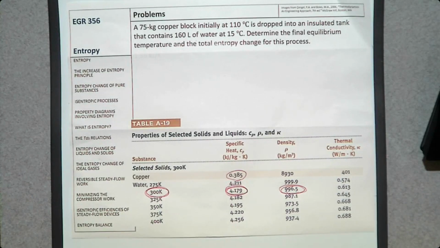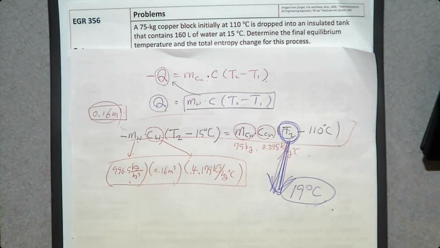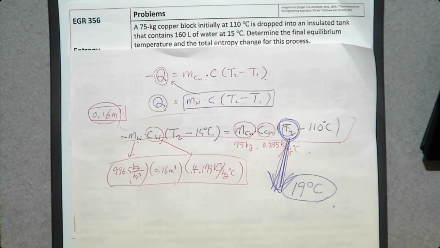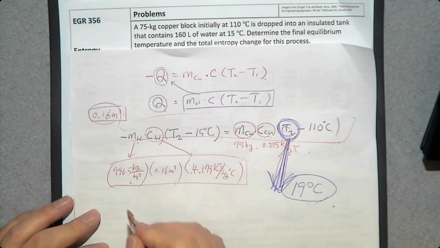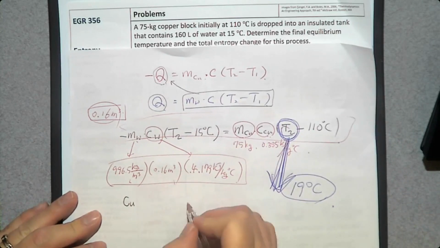Okay, let's solve this problem. Last time we calculated the final temperature of the system, and it was 19 degrees Celsius. So today we are going to calculate the total entropy change for this process. So we have a copper and water together.